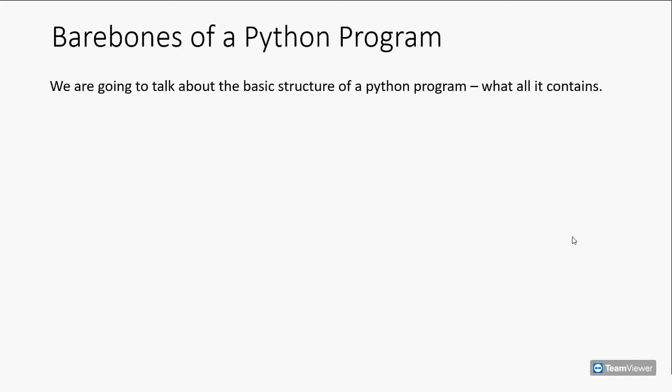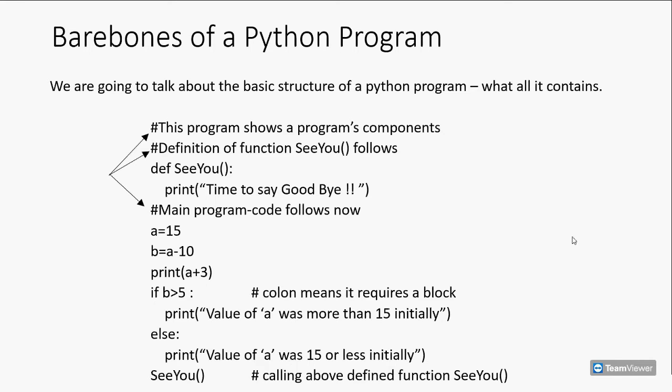So consider an example. These three lines that are starting with the pound or the hashtag symbol are the comments. And all comments begin with a pound symbol. The next one we have is a function. So def cu and print time to say goodbye. This is the complete definition of the function.